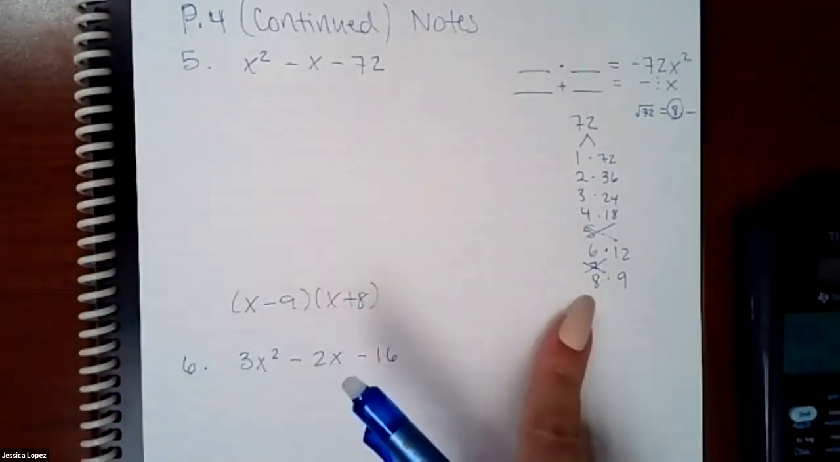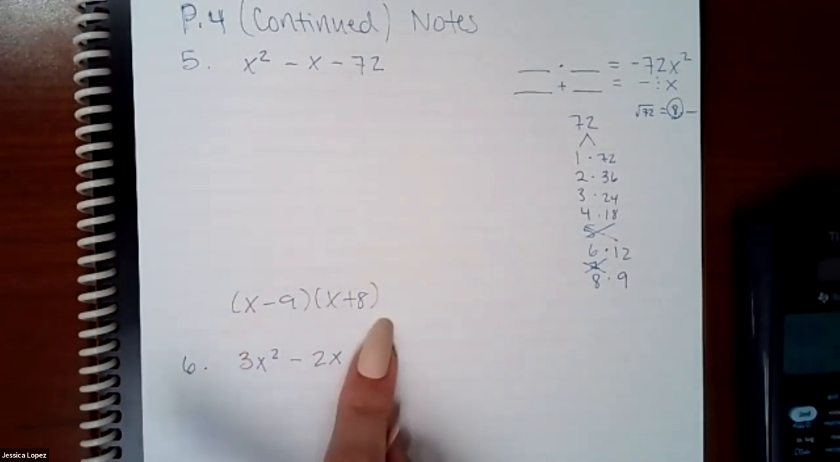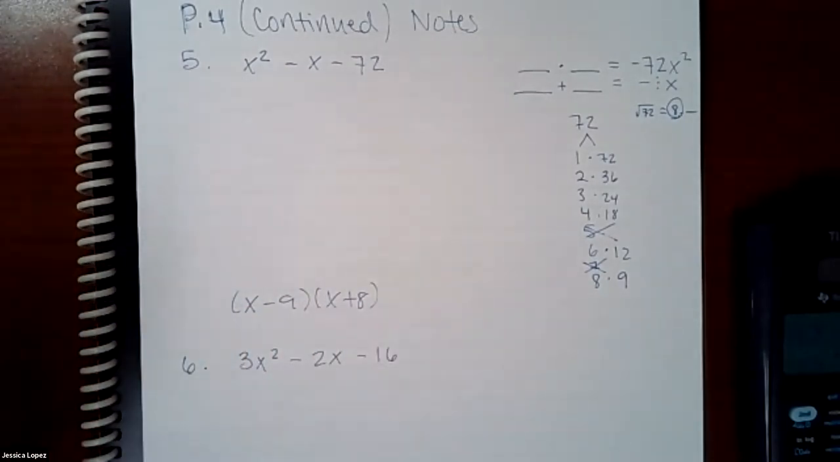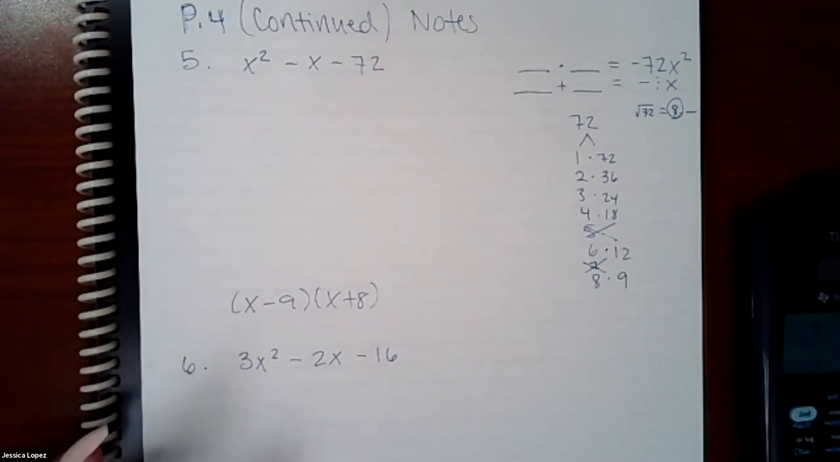Here though, once I find the magic numbers, I could go straight to the answer. But I'm gonna do the whole process. I'm gonna do the grouping step and everything just to show you that I'm not lying, right?